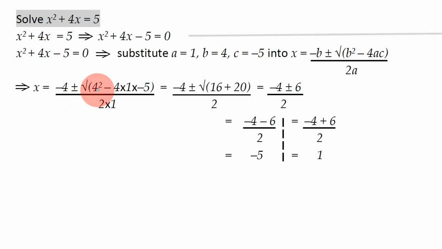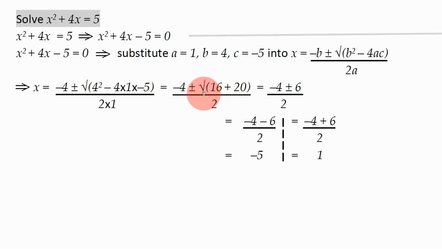So 4 squared is 16. That minus 4 is the same as that minus 4. 2 times 1 is 2. This bit here can be read in two different ways. You can say it as either minus 4 times 1 times minus 5. So 4 times 1 times minus 5 is minus 20, and minus minus 20 is plus 20. Or the other way, which I prefer, is just to treat that as a minus 4 times 1 times minus 5. So minus 4 times 1 times minus 5 is positive 20, so you just write plus 20 straight away. So that becomes all of this.